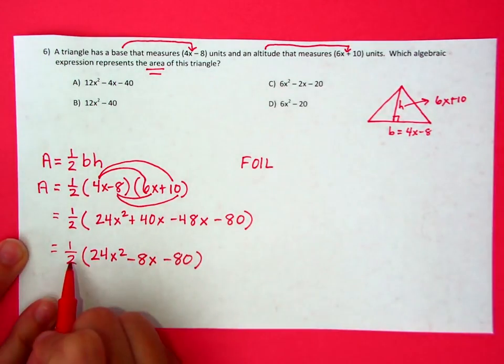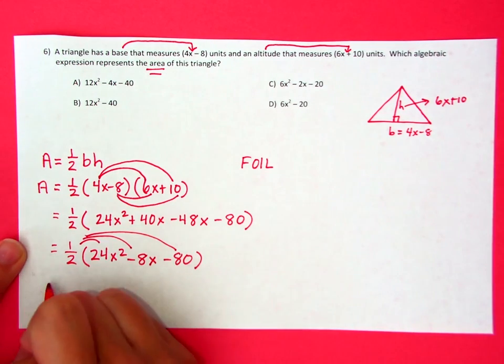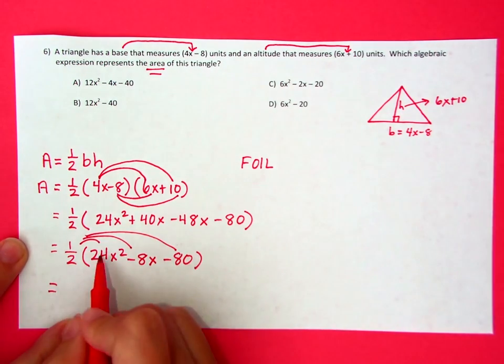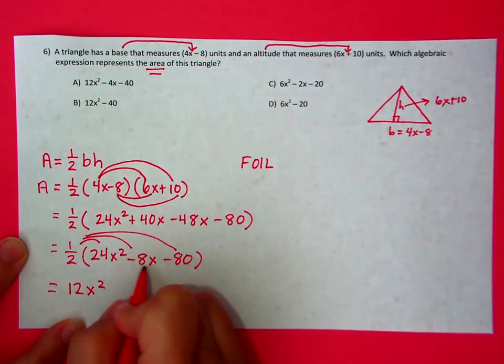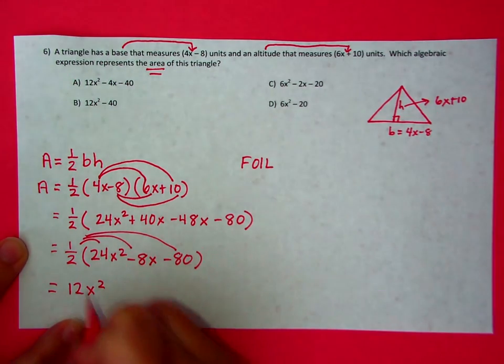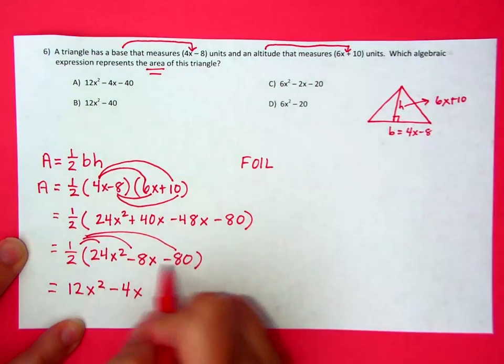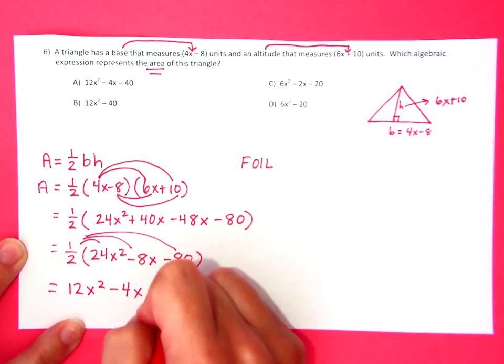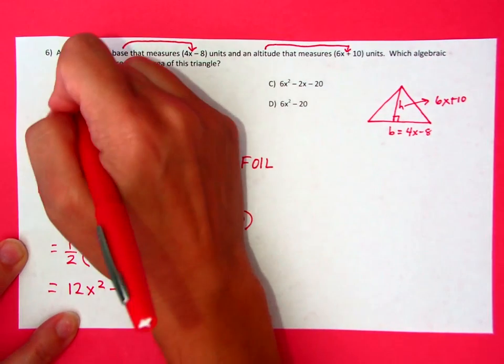Now what we're going to do is finally distribute this 1/2 to every single term on the inside. So what is half of 24, or 24 divided by 2? That would be 12x squared. What is half of -8x, or -8x divided by 2? That would be -4x. What is half of -80, or -80 divided by 2? That would be -40. And what we see here is answer choice A.